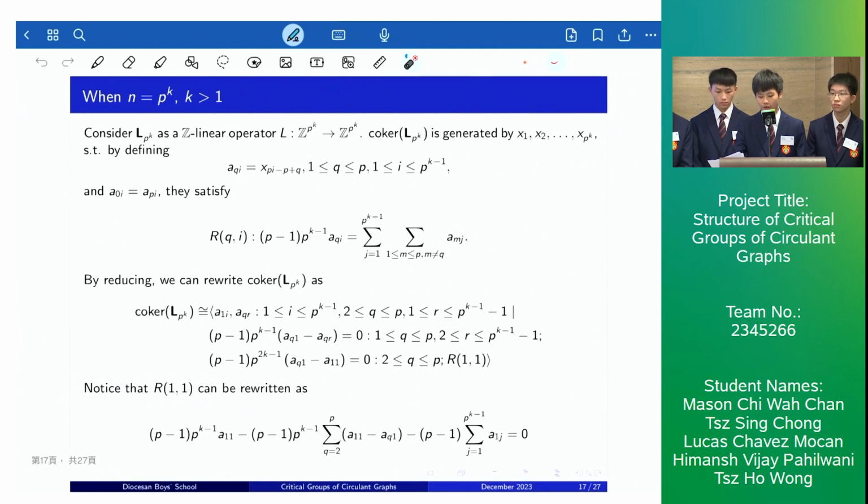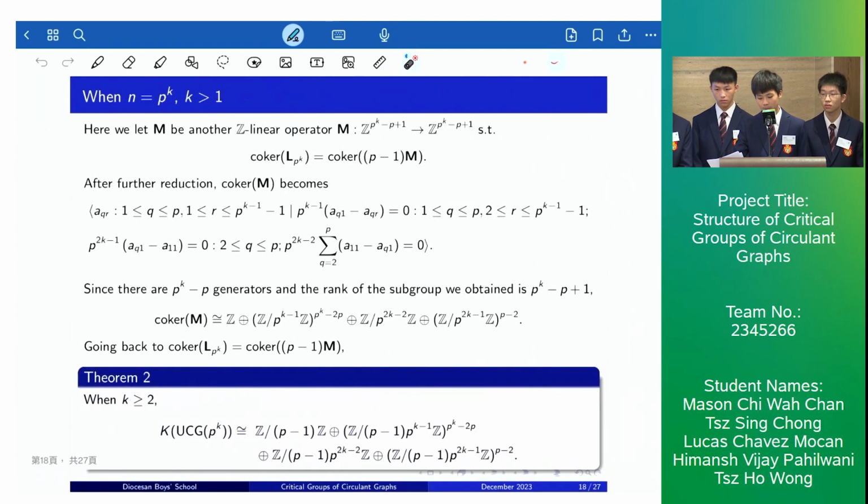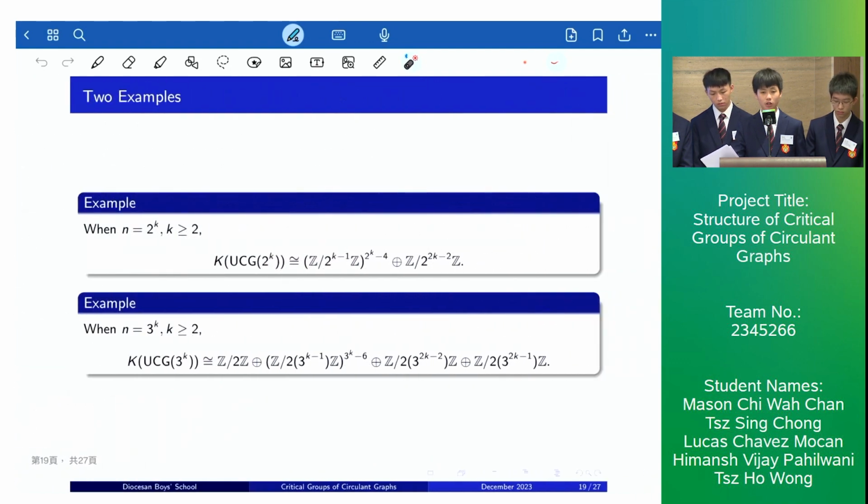To determine the structure of higher powers of p, we return to the co-kernel definition of the Laplacian. By definition, the co-kernel is generated by x_1 up to x_{p^k}, which satisfy the equation R_i. The critical group is determined by reducing the p to the power of k equations. In particular, when reducing R_11, we consider another integer linear operator m, where L equals p minus 1 times m. Then we can resolve the issue that all coefficients are multiples of p minus 1, and we will have Theorem 2. Here are two examples, when n is a power of 2 and when n is a power of 5.